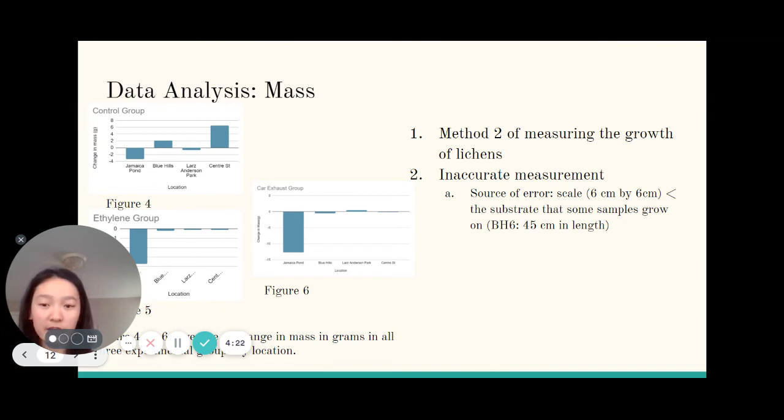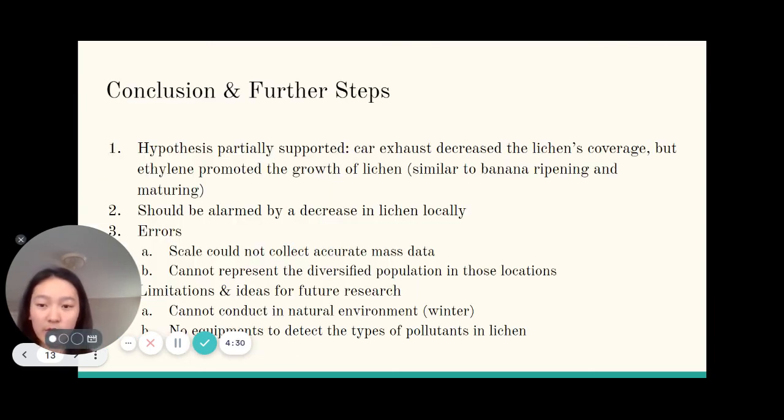So I also took some data on the mass, which was method two, but it was inaccurate. So in conclusion, my hypothesis was partially supported, and car exhaust decreased the lichens coverage, but ethylene promoted the growth. So we should be alarmed by a decrease in lichen locally from the car exhaust experiment.